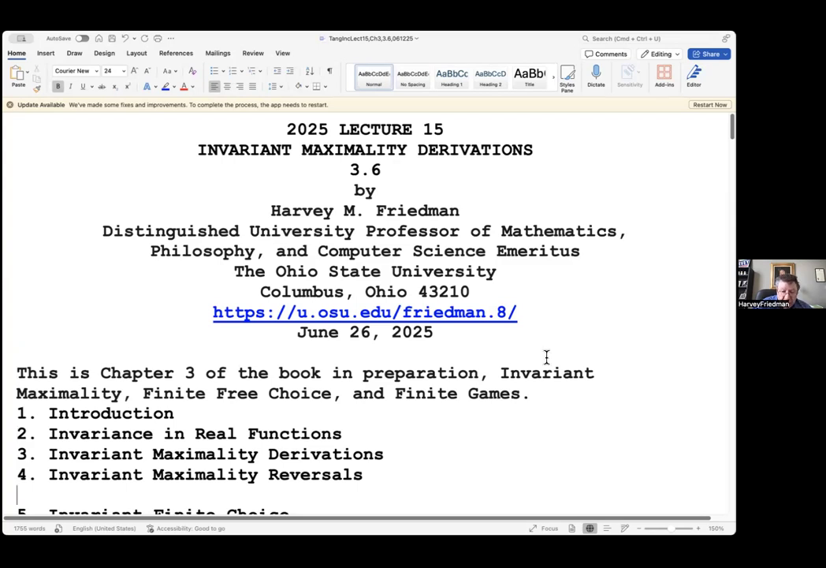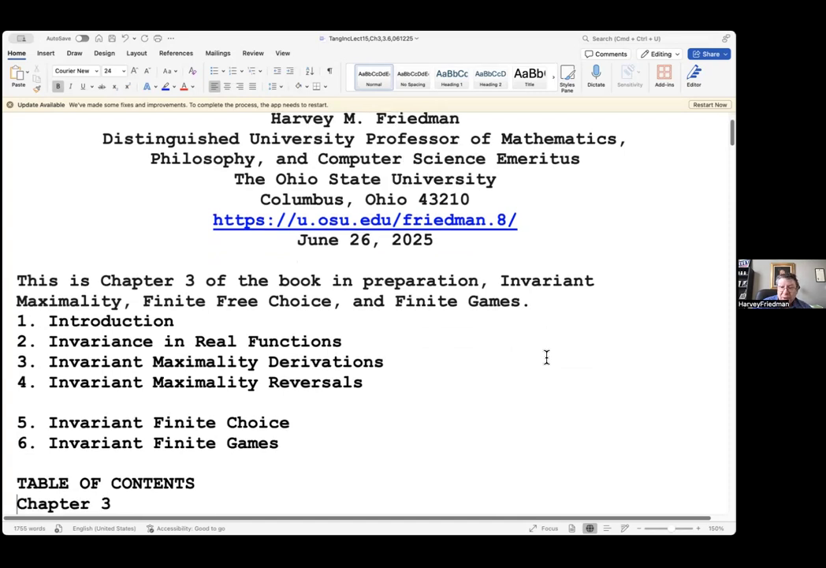So our book, the title is being fooled with all the time. Our book, which I fool around a little bit with the title, is Invariant Maximality, Finite Free Choice, and Finite Games. And we're in the heart of invariant maximality, which is these sections 3 and 4.